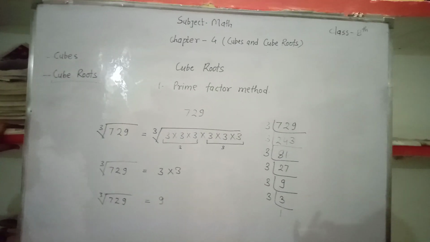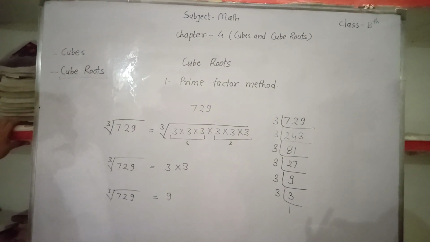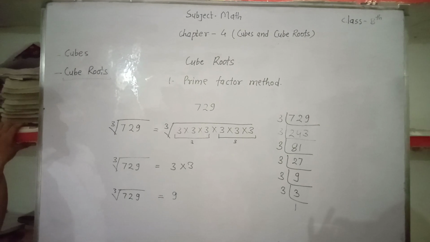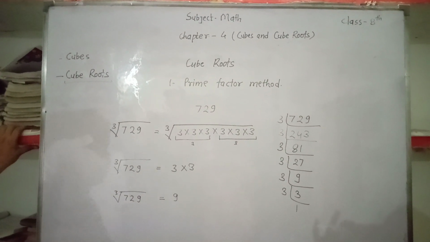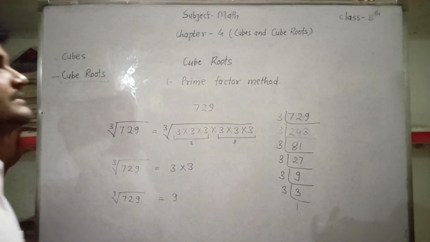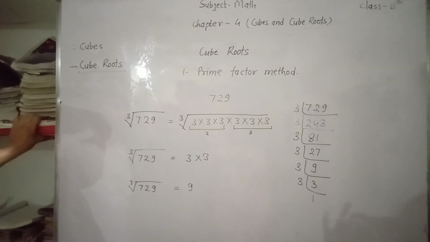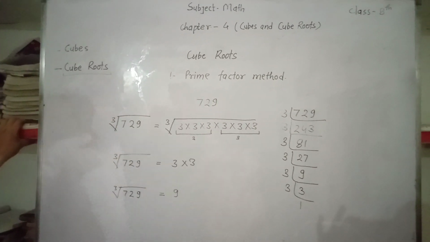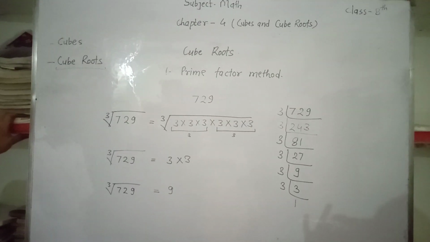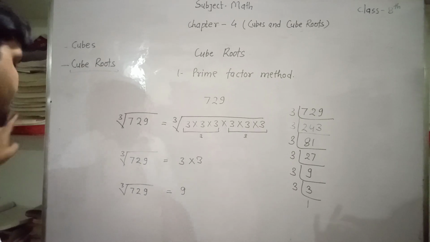So that's the method for finding the cube root of a number. We have only one method for finding the cube root of a number, that's the prime factor method. So that's the description of chapter 4, cubes and cube roots. In the next class we will discuss the fifth chapter. Thank you.